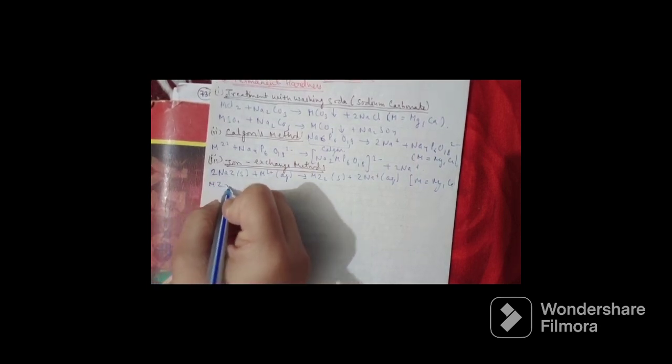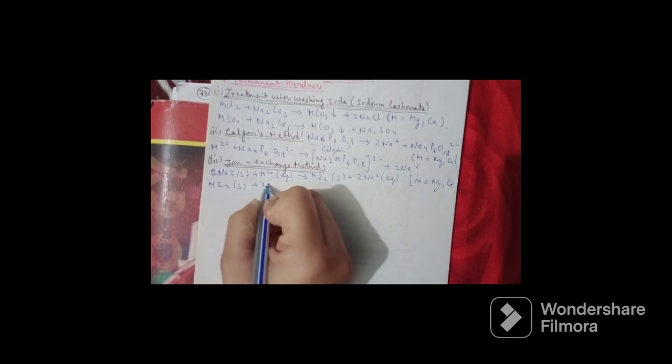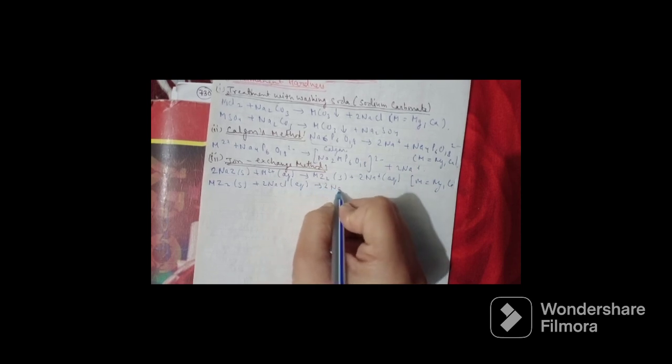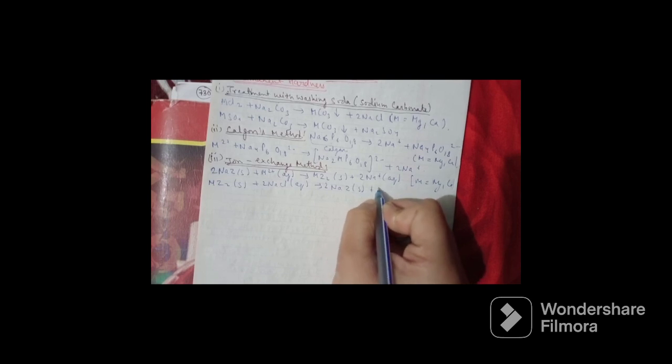Here M is Mg or Ca. The permutit zeolite is said to be exhausted when all the sodium in it is used up, and it is regenerated for further use by treating with an aqueous sodium chloride solution. The equation is MZ2(s) plus 2NaCl gives 2NaZ(s) plus MCl2(aq).